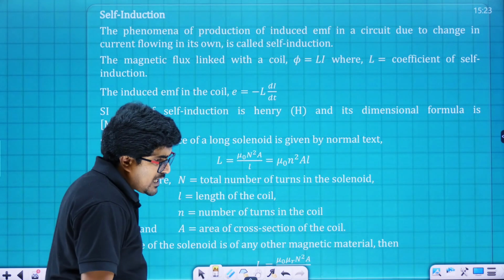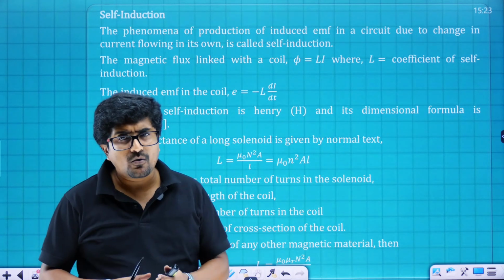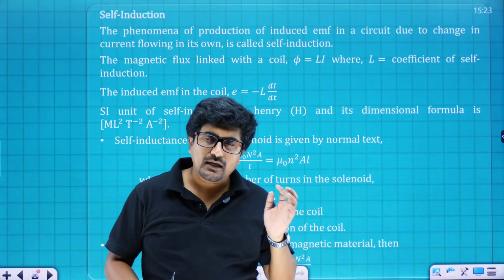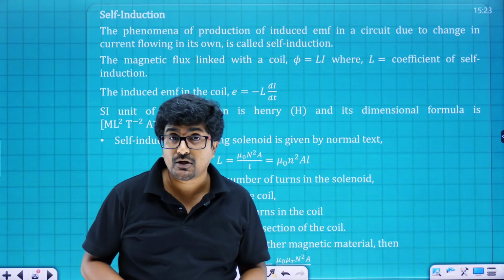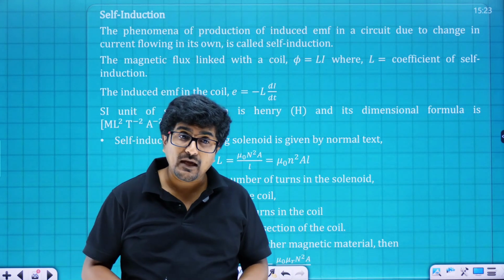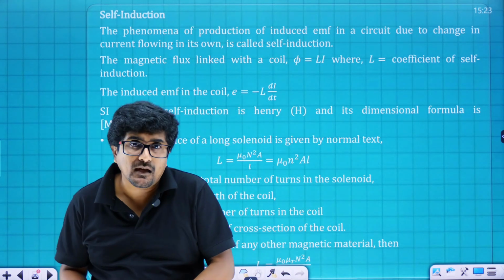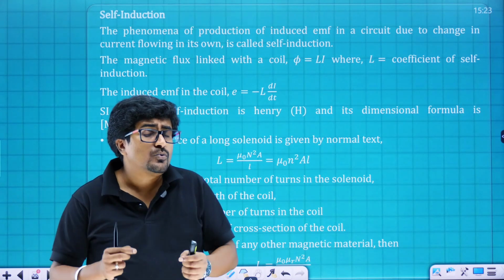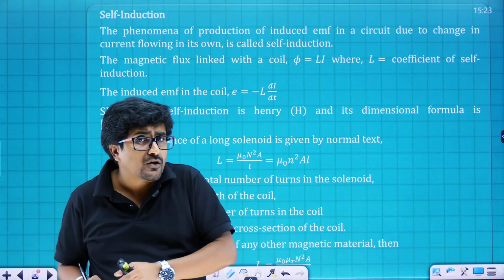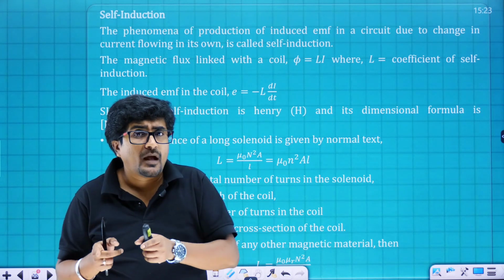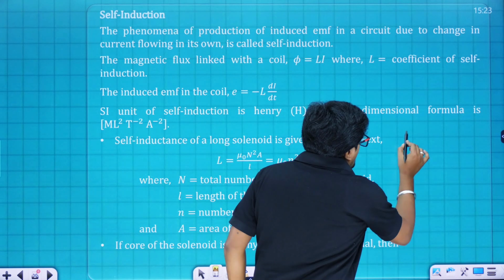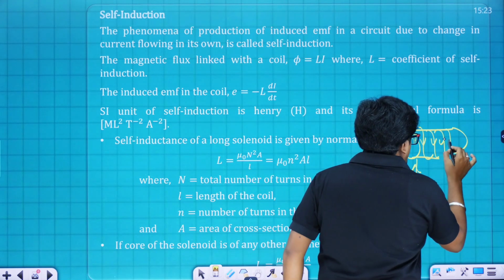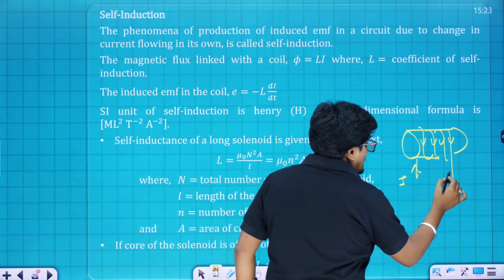flux. Next is self-induction. Whenever the current passing through a coil is changed, the change in current will change the magnetic flux associated with that coil itself. So EMF is induced in a given coil due to the change in magnetic flux linked with that coil, just because of the current flowing through it. Here you have a coil like this, let it be a solenoid. There is a current I flowing through this.